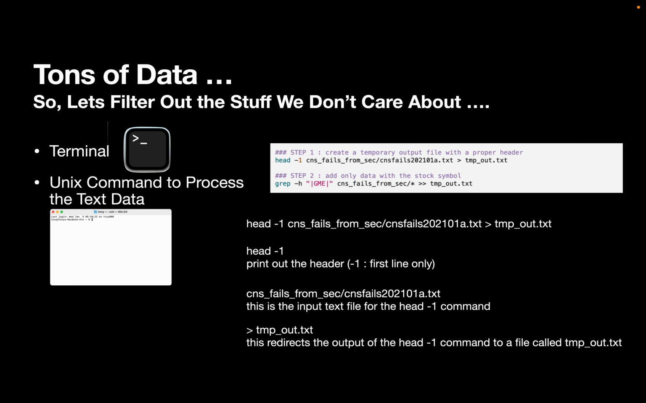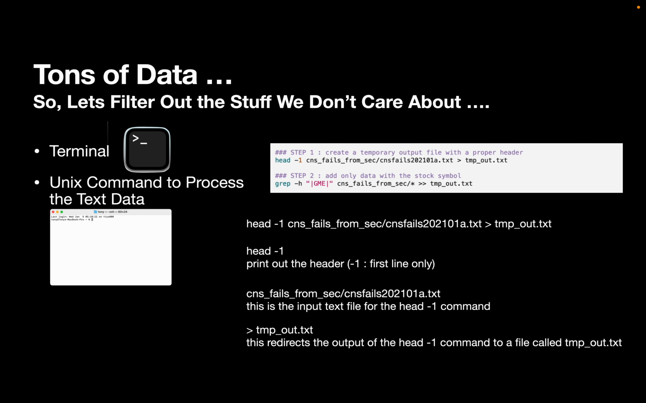So, step 1 and step 2. Step 1 is we're going to create a temporary output file, which has the proper header information. And we're going to do that with the head command, head -1. What head -1 does is it prints out the header, and it just prints out the first line.